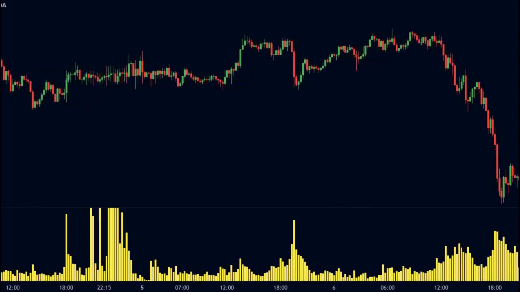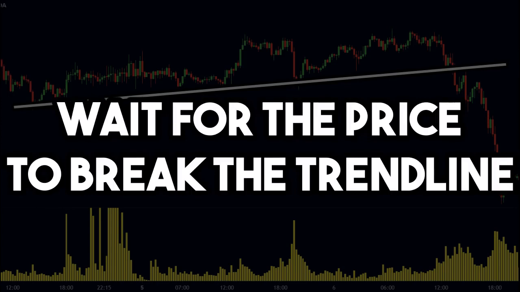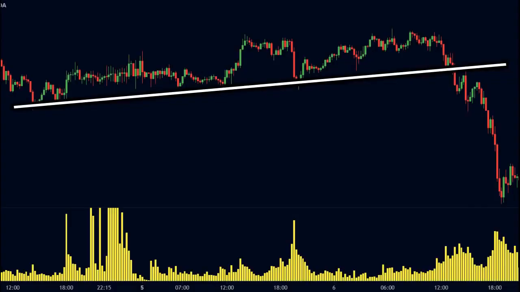But anyways, we create a trend line by connecting the lows. And now, we will wait for the price to break below the trend line. Here is the breakout. Here we see that this candle closes below the trend line.